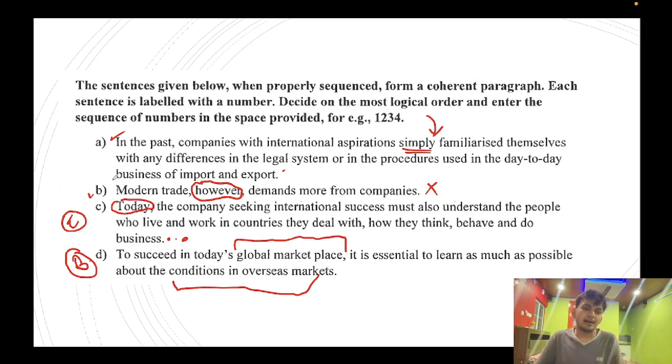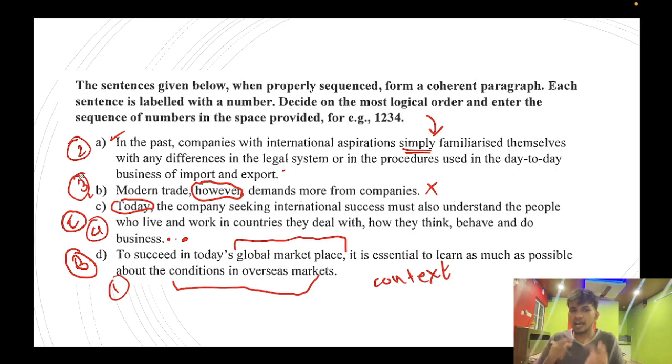Then see, it is very easy. Here I talk about the general thing, I establish the context, then I move on to talk about what happened in the past, right? Then definitely I will talk about what is happening in the modern day, and then I'll conclude the paragraph. So this is how this particular para jumble works.